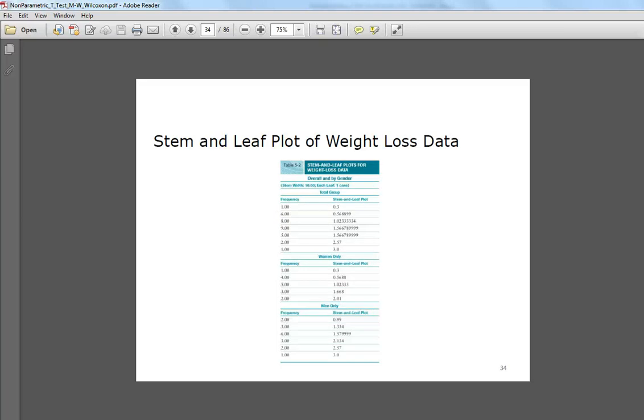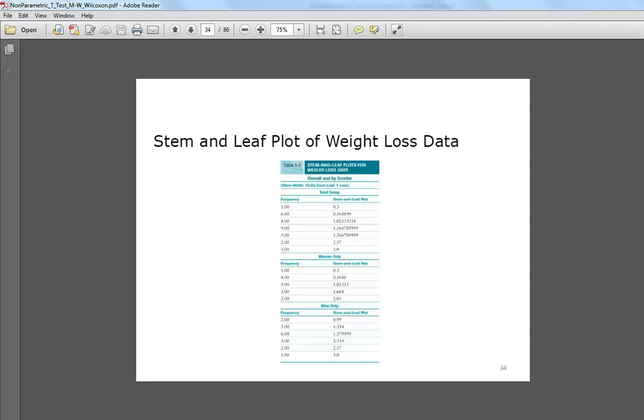So right here, if you look at the stem and leaf plot of weight loss data, on the left side you have the frequency. So there's 1, there's 6, there's 8, there's 9, there's 5, there's 2, and then there's 1. So those are the frequency, the number of the sample that has the value, and then on the stem and leaf plot you put the different values of your weight loss. So there you have 0.3, 1 has it, and then 0.5, and that's for the total group on the top.